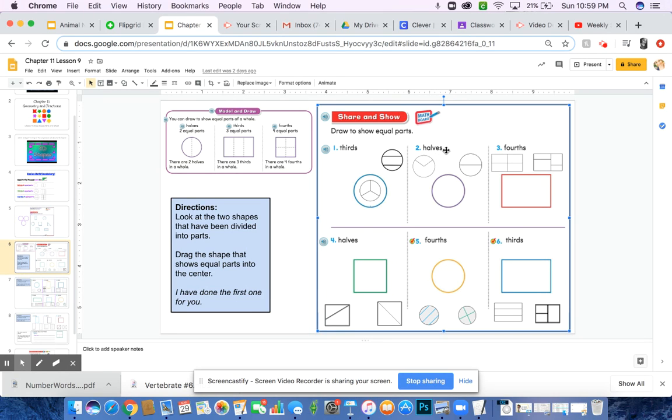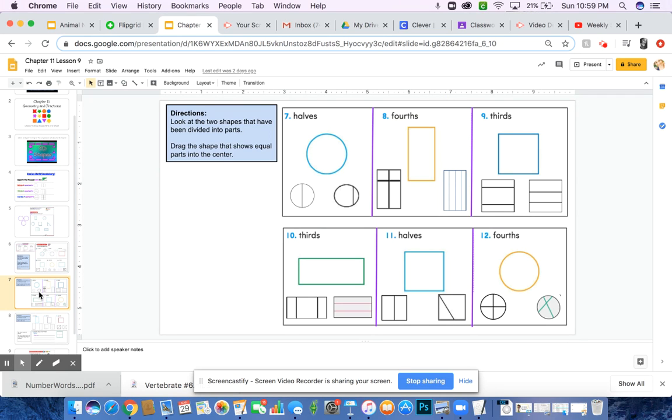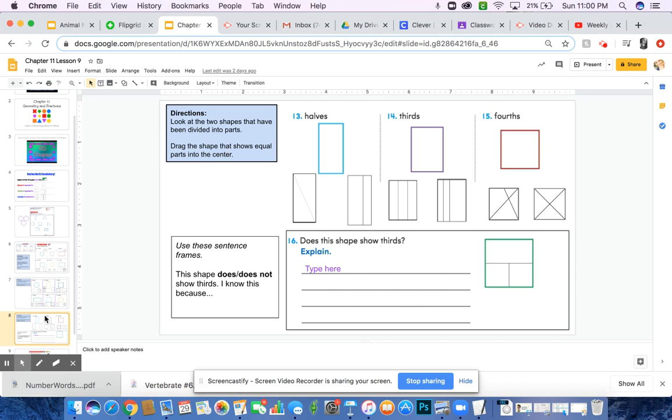So number 2 is halves. You're picking which one of those actually shows halves. Then fourths, halves again, fourths, and thirds. Remember, focusing on equal parts. You're going to be doing the same exact thing for 7, 8, 9, 10, 11, and 12. You're just dragging the shape into the center of the colored shape to show your answer. And then once again, the same thing for 13, 14, and 15.